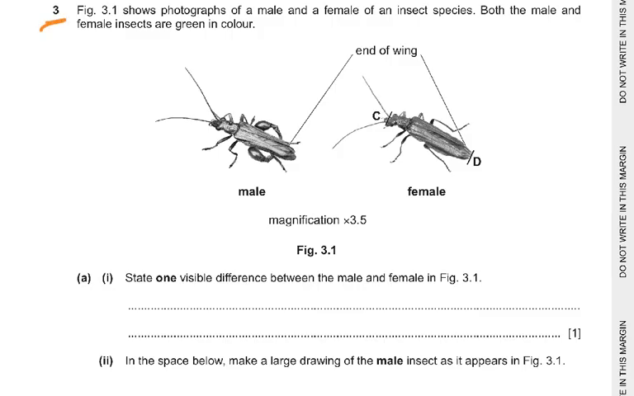Now, coming to question number 3, figure 3.1 shows photographs of a male and female of an insect species. Both the male and the female insects are green in color.